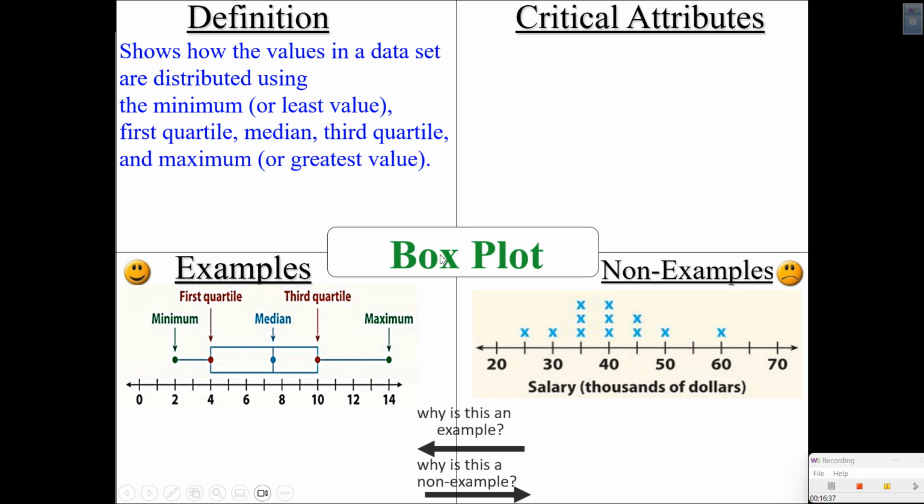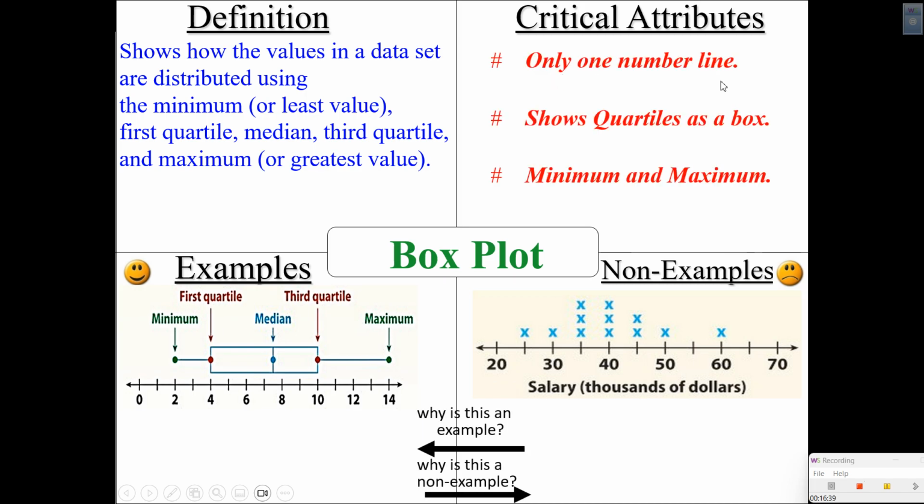Therefore, what makes a box plot a box plot? A number line that shows quartiles as a box and has a minimum and maximum. Hashtag: only one number line. Hashtag: shows quartiles as a box. Hashtag: minimum and maximum. All right, good.